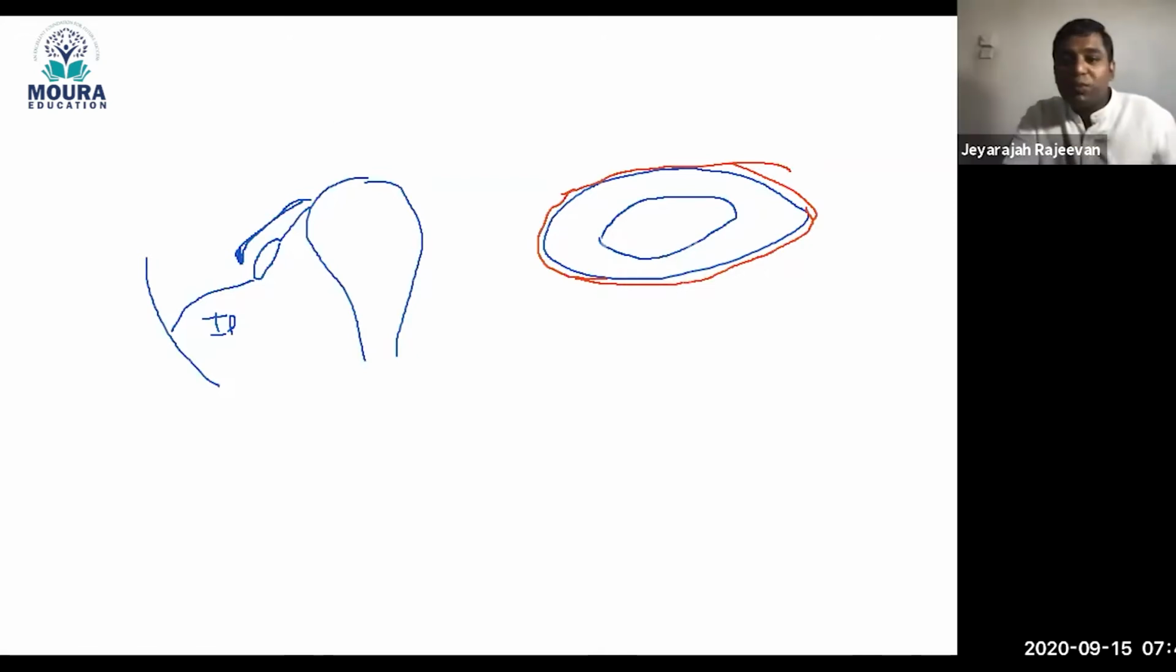Once you see the ovary, the outer part is the ovarian epithelium, then your cortex and the medulla. So please try to understand, then it's easy.